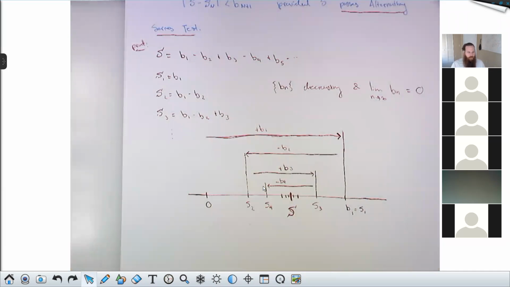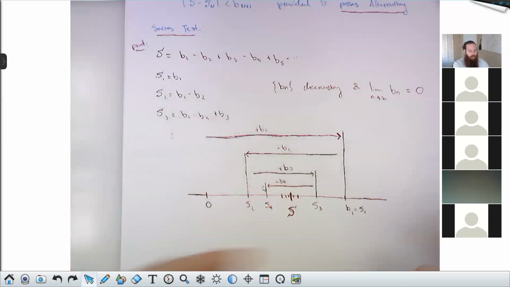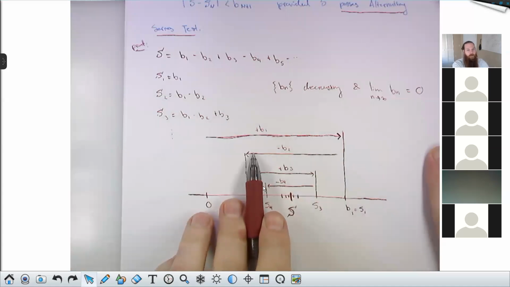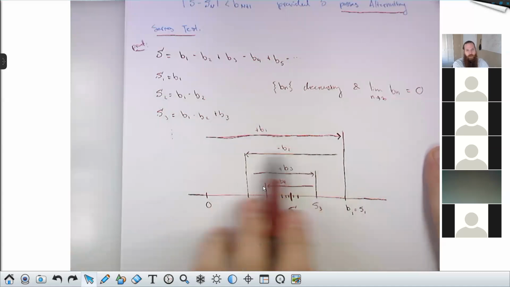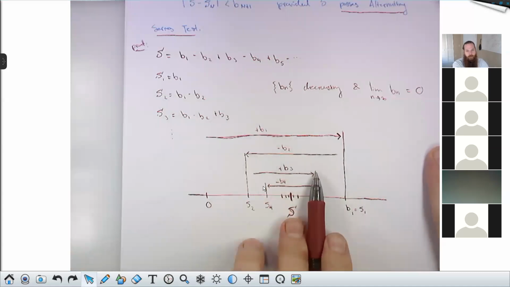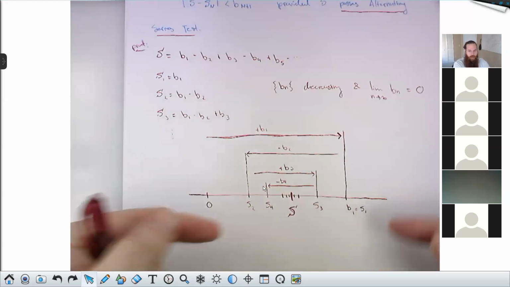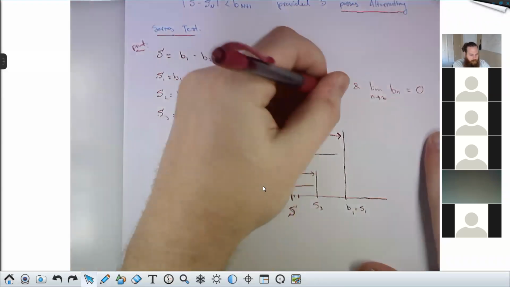Because the BNs are decreasing, you're always walking in. Right? I go right, then I go left, but I go left less than I went right. And then from here, I go back to the right, but less than I went to the left in the previous step. And then from here, I go back to the left, but less than I went right in the previous step. That means that we have to be coming in.